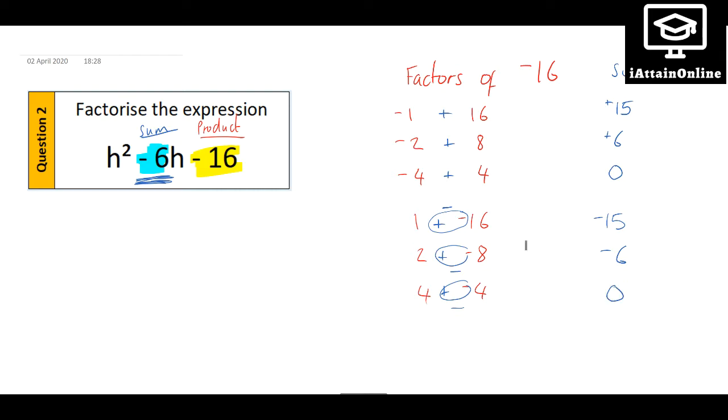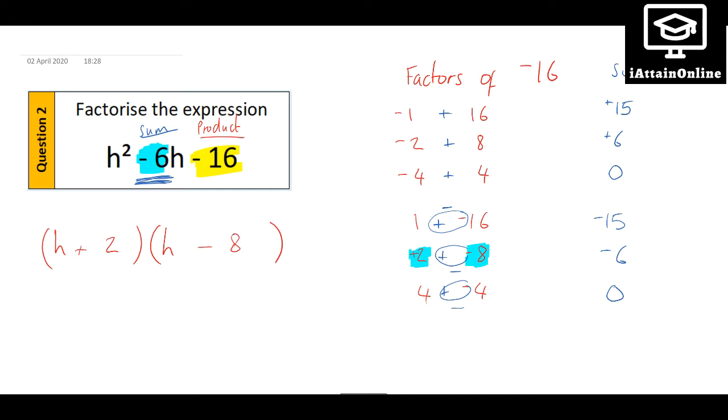So the pair of numbers that I'm going to use to make negative 6, to give me a sum of negative 6, are going to be this positive 2 and this negative 8. So when I do my two brackets again, this time to get h squared it has to be h and h, because when I expanded that, h times h gives me h squared. And my two brackets, this 2 is a positive 2, so it means that has to be plus 2. And this is a negative 8, so I'm going to write minus 8, negative 8 in there.